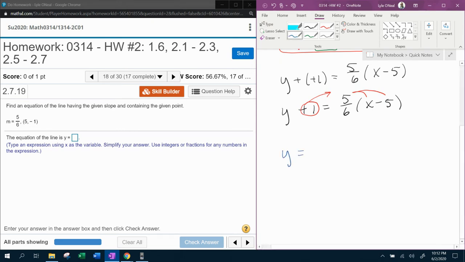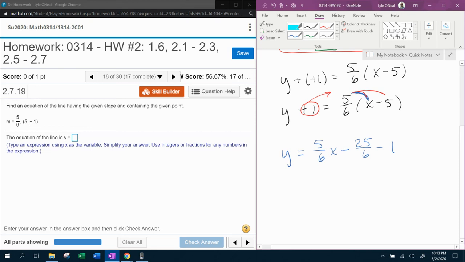Y equals 5/6 times x. That's going to give us 5/6 x. And then what about 5/6 times negative 5? Well, to multiply a fraction times a whole number, you simply multiply that whole number times the numerator. And a negative times a positive makes a negative. 5 times 5 is 25, so negative 25/6. And remember, the plus 1 is coming over, and that's going to make minus 1.